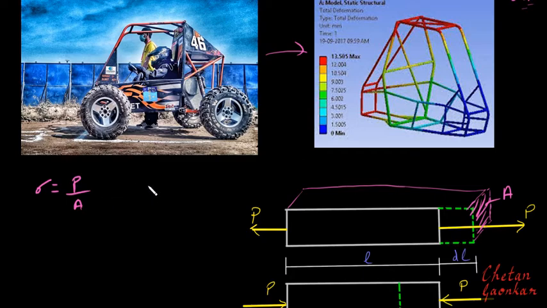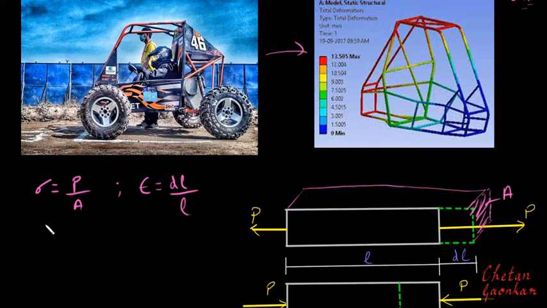Now similarly, how do we define strain? As we had seen last time, strain can be given as change in length by original length. So this will be the change in length, and this will be the original length. So strain is given by change in length by original length.